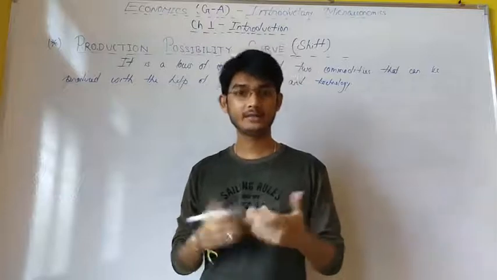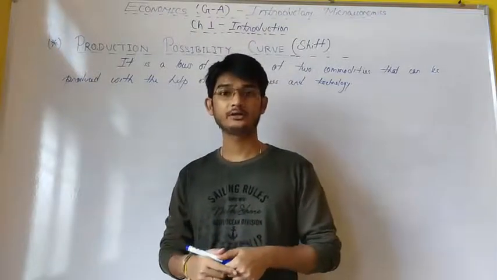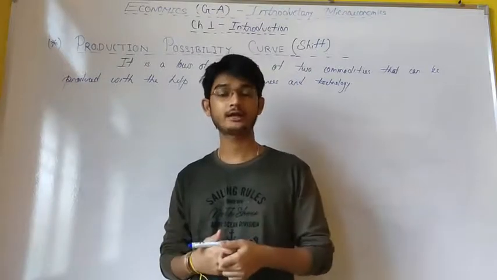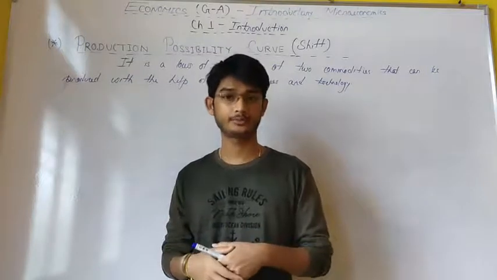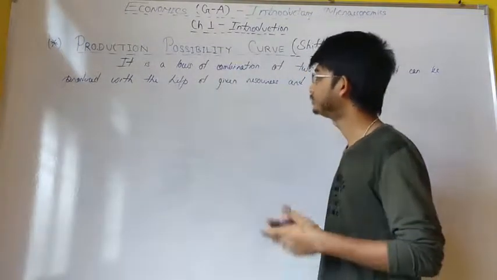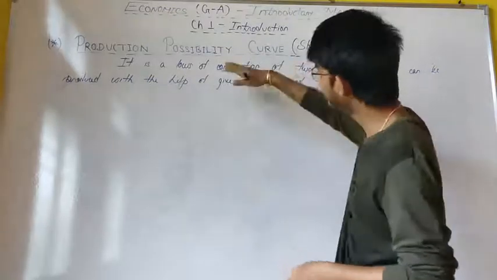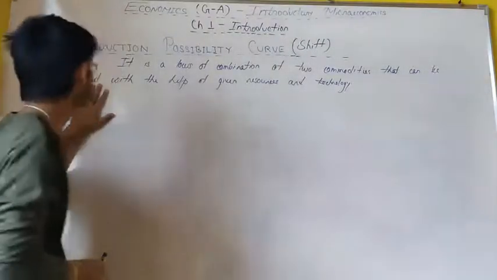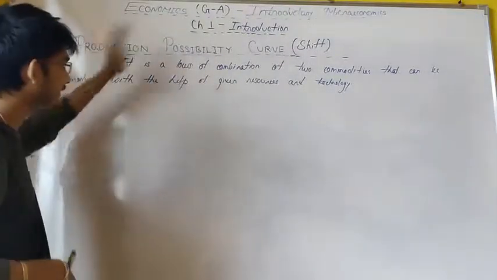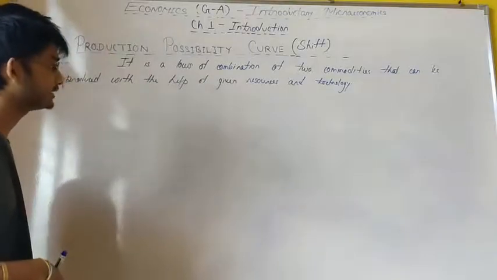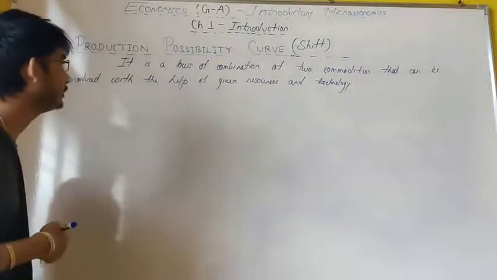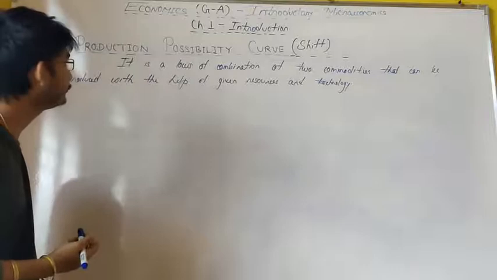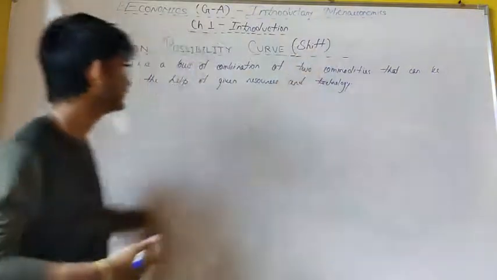Well, last class we talked about the attainable and unattainable combinations, which were some additional concepts of the production possibility curve. And today we will talk about the shift of the production possibility curve. I have already written the definition of the production possibility curve, that it is a locus of combinations of two commodities that can be produced with the help of given resources and technology. Now, what we will focus on is basically the shift.